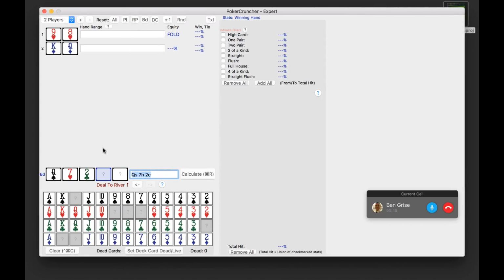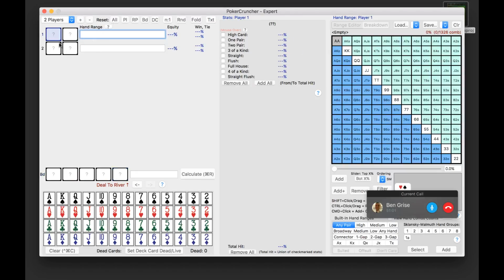Now, let's make this situation even better. Let's say that you bet with 9-8 of hearts, your opponent calls, and you pick up one of those Yahtzee cards. You pick up the 6 of hearts. Okay, so now you picked up a straight flush draw. Click calculate. Oh, come on. Let me try this again.